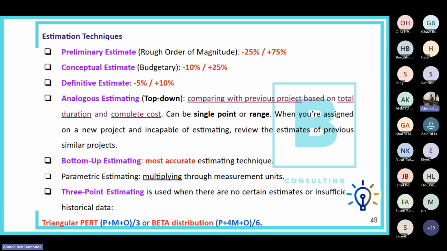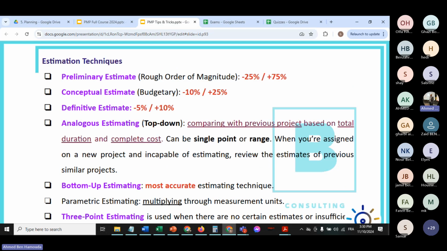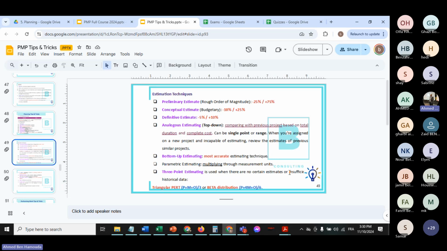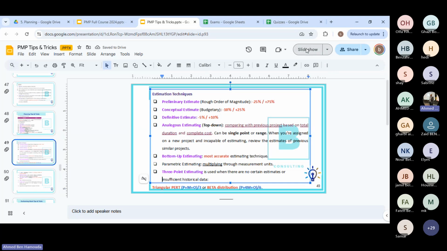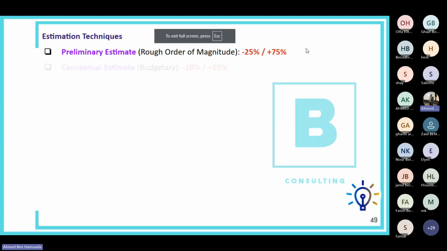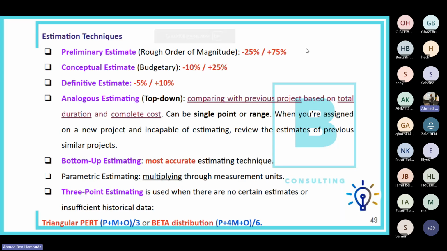And usually the PMP exam indicates that we've given more weight or more importance to the most likely estimate, and therefore the formula becomes the pessimistic estimate plus the optimistic estimate plus 4 times the most likely, and all of that divided by 6. Okay.